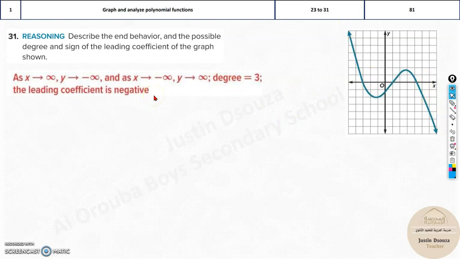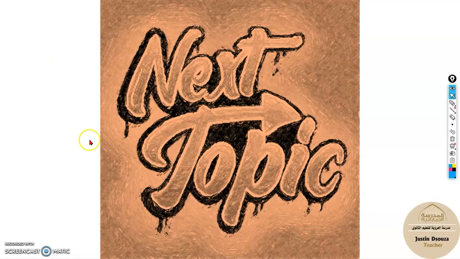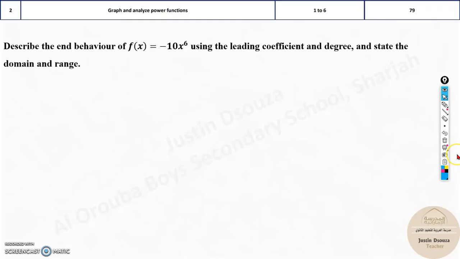That's it for the first topic. Please do solve these problems by yourself and then check the answers. The second exam topic is again similar to the first one. Here we need to graph and analyze power functions.